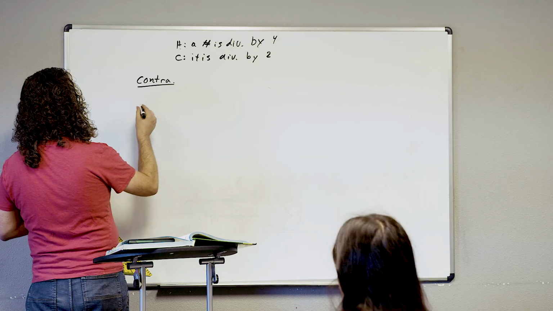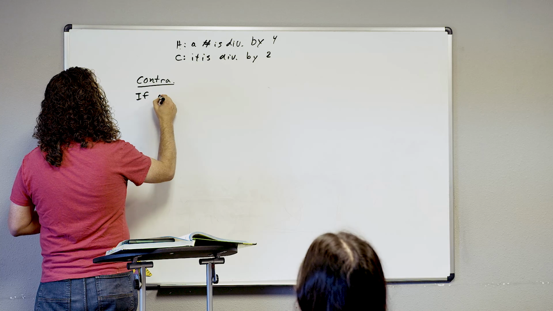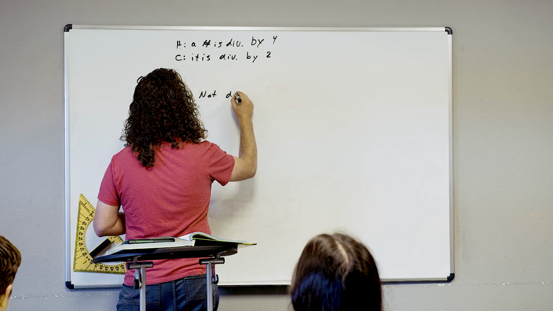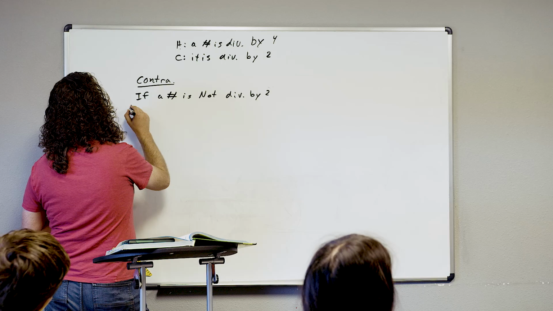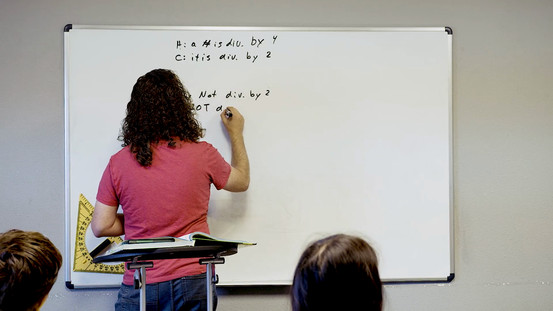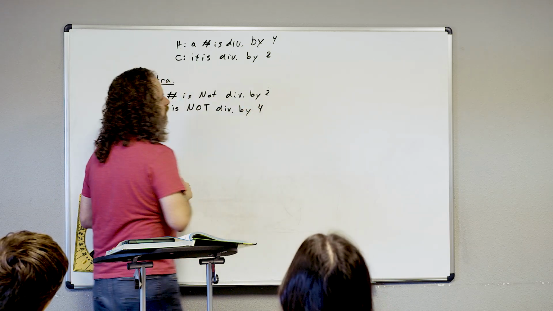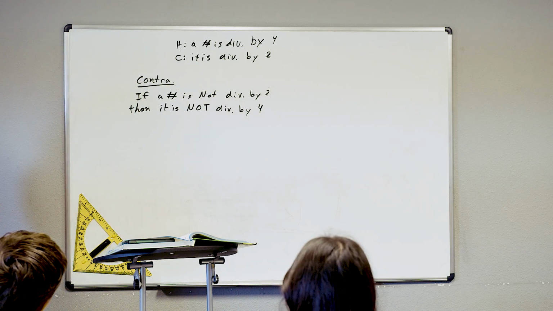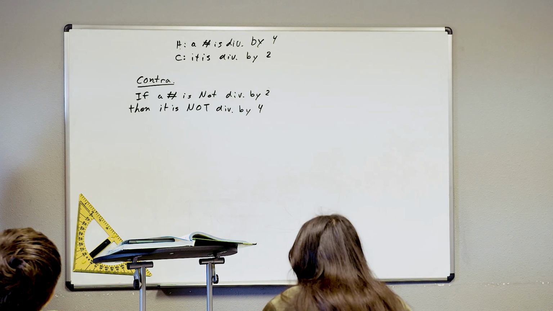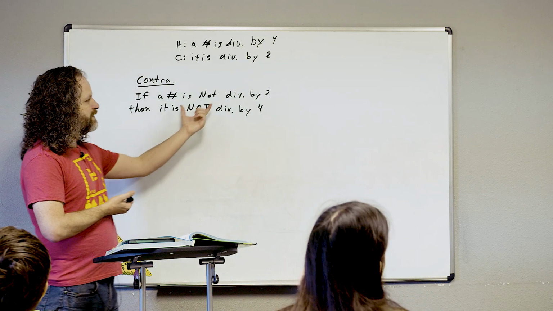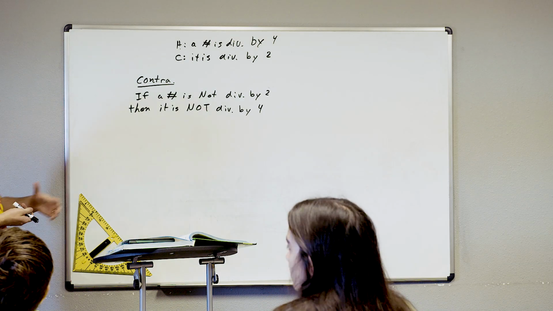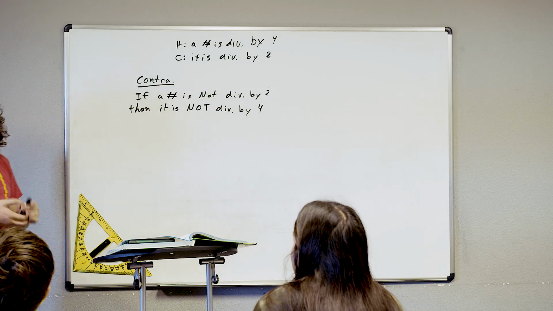So in this statement, it would be: if a number is not divisible by 2, then it is not divisible by 4. Is that true or false? Is there any number that is not divisible by 4 that is also not divisible by 2? Yeah, odd numbers. So that would be true on both. It would be true, true, yeah? So that works. That's not a counterexample.